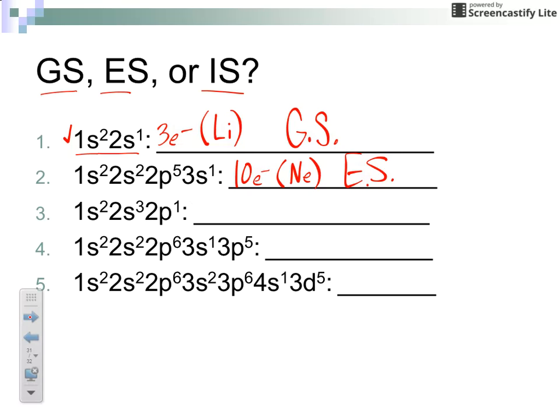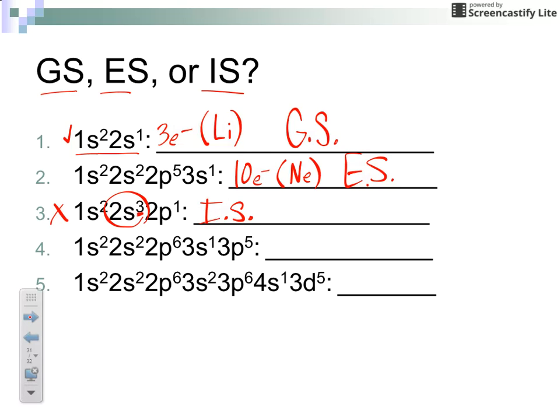Let's look at number 3: 1s2, 2s3, 2p1. Now look at this, 2s3. Can you ever have 3 electrons in any s orbital? And the answer is no. That will never, ever, ever happen. An s can only hold 2. So this is an impossible electron configuration. Cannot ever have that.